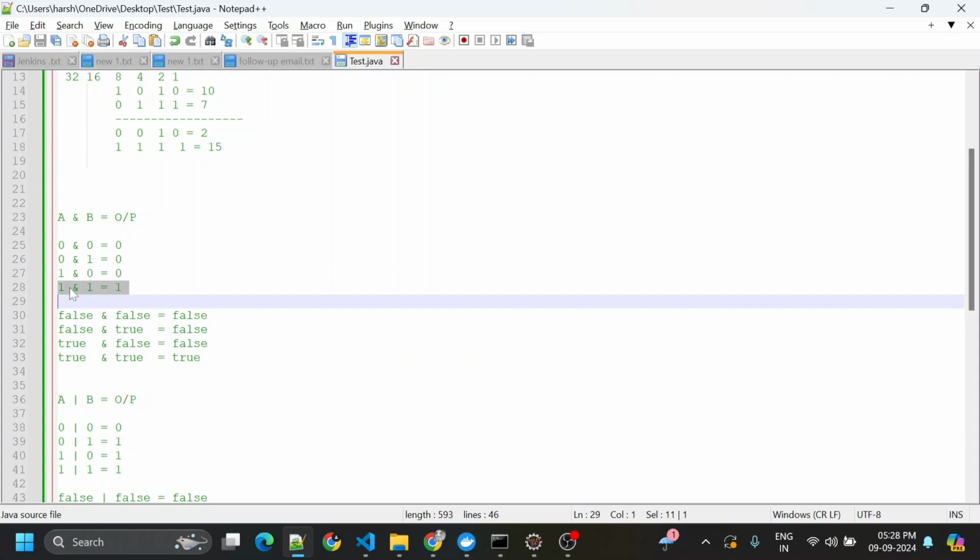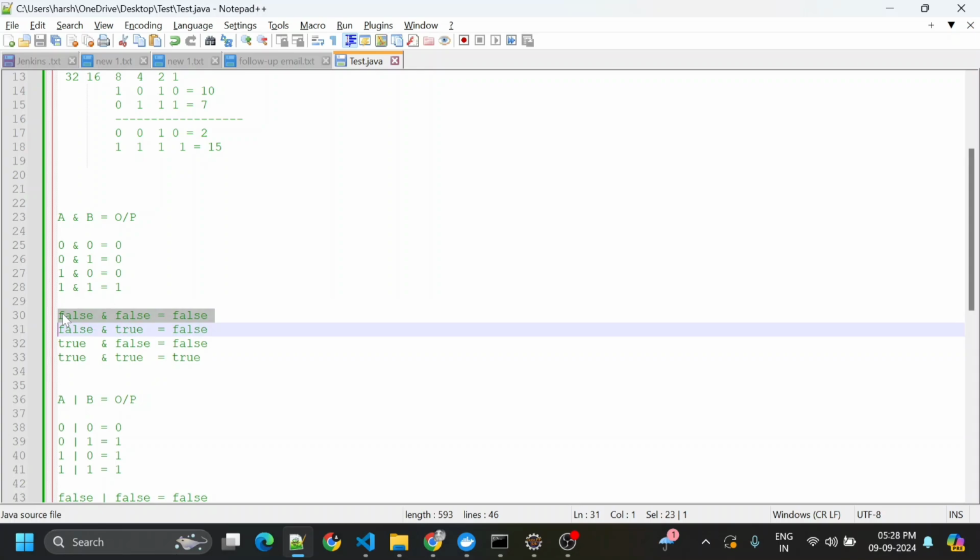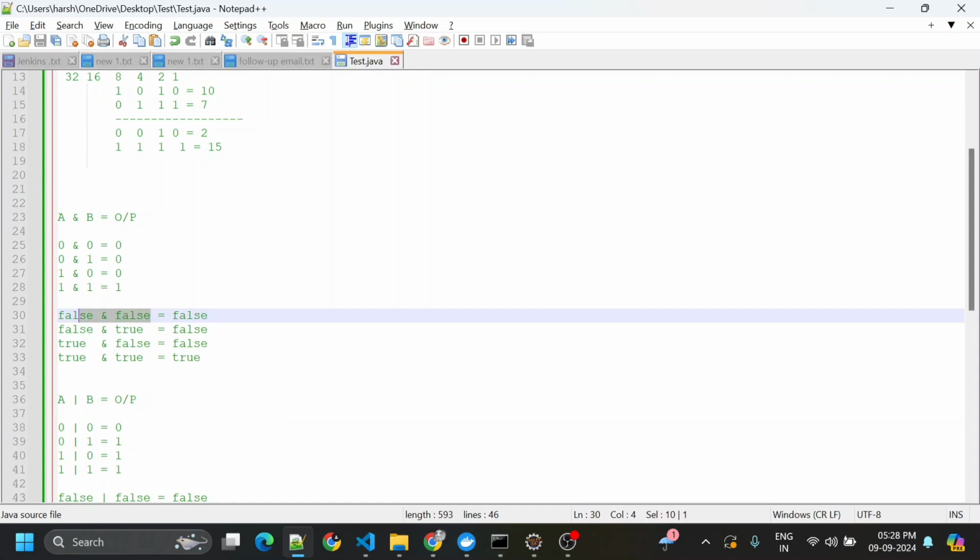But in the last option we don't have 0, so we are getting an output as a 1. So this is always with the same base, with true and false. If it is false and false, always false. So whenever any two entities are false, then the output will be false.